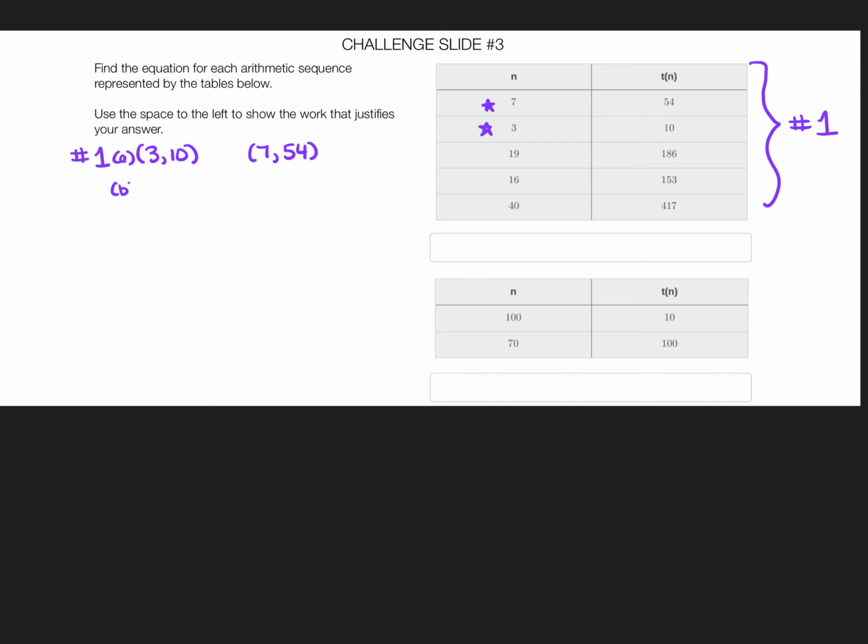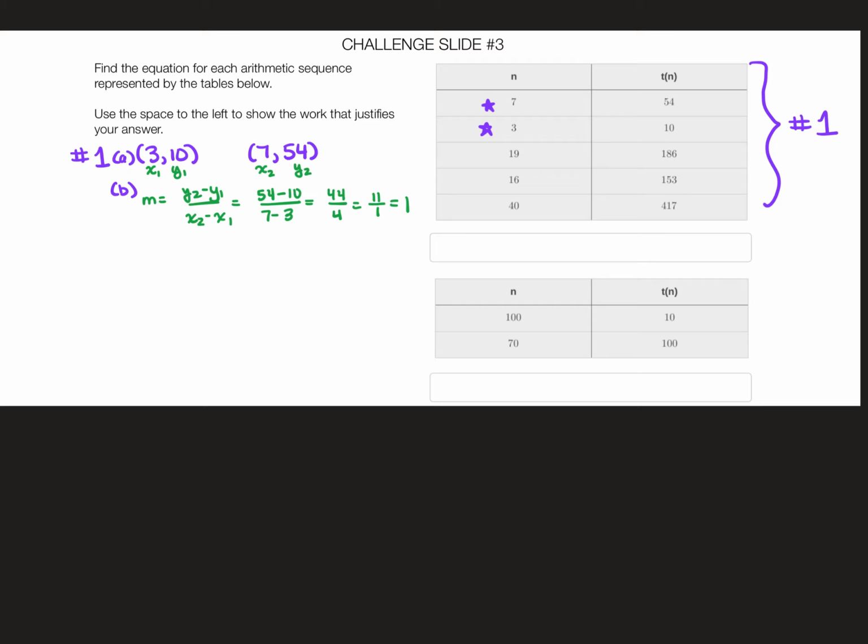Next step is to find our slope. So I'm going to use our slope formula. So we need to label these points x1, y1, x2, y2. And our slope is found by taking y2 minus y1 over x2 minus x1. So y2 is 54, minus y1 is 10, over x2 is 7, minus x1 is 3. So we get 44 over 4, which is 11 over 1.